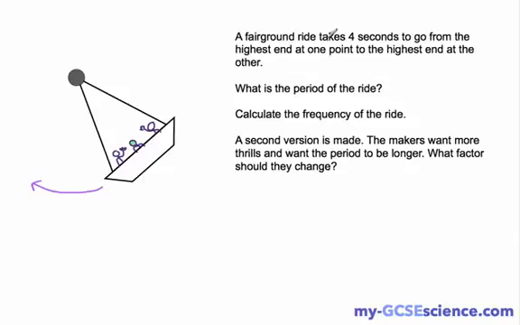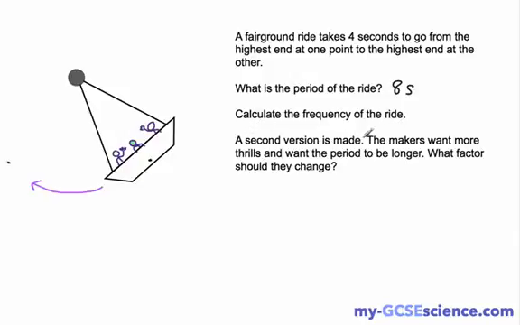We've got a fairground ride that takes 4 seconds to go from the highest end at one point to the highest end at the other, and the first question says, what is the period of the ride? Well, if we just take any point, let's take a point over here. It takes 4 seconds to go from here to the other side, but remember the period is the time taken to go from there to the other end and back again. So the answer for this would actually be 8 seconds.